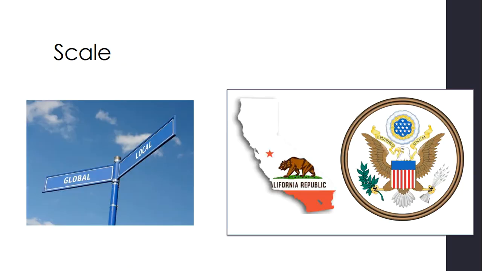And then scale, right? So we want to know the phenomena that we're looking at. Are we looking at it at the right scale? Is it a global issue or a local issue? When we think about politics, which I'm sure a lot of us have been thinking about lately, is this a California issue or is this an issue at the level of the federal government? And when we look at maps, we want to make sure that we're looking at the right scale. And we'll talk more about scale in chapter 2.